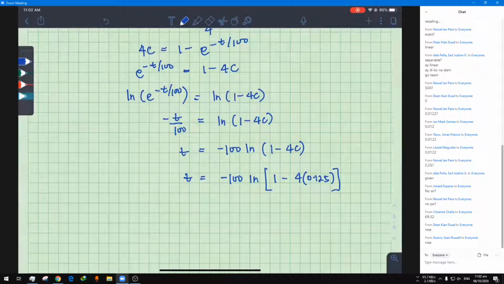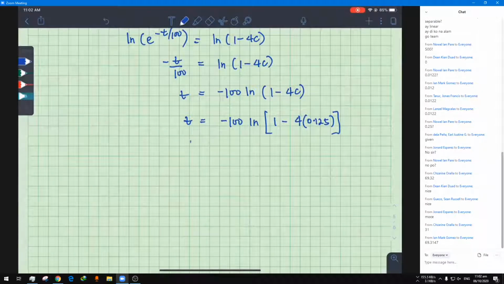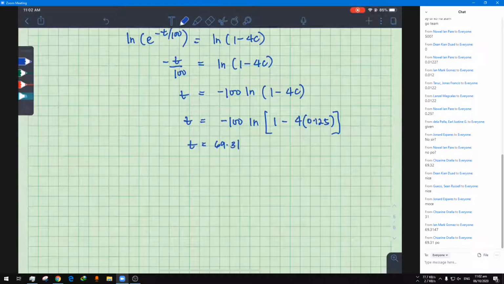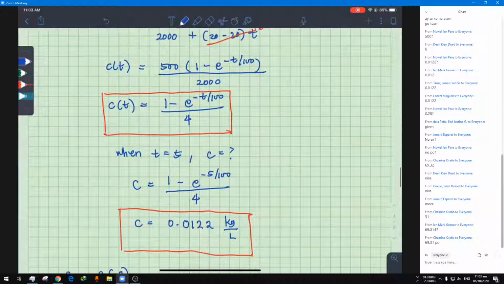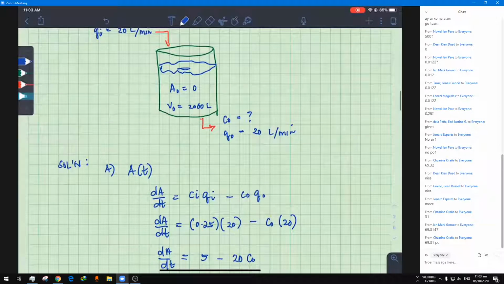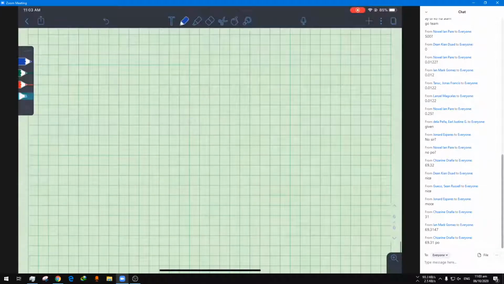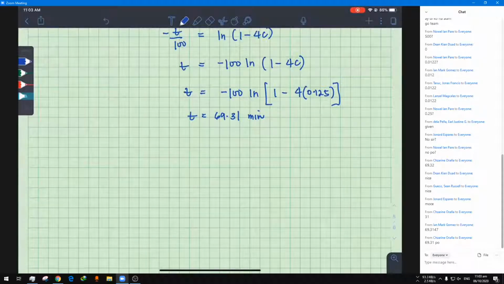So 69.3031. And the unit will be minutes. Kalimutan ko yung mga unit. Minutes, no? Okay, so kalahati nung limiting concentration will be achieved after 69.31 minutes. Tama.